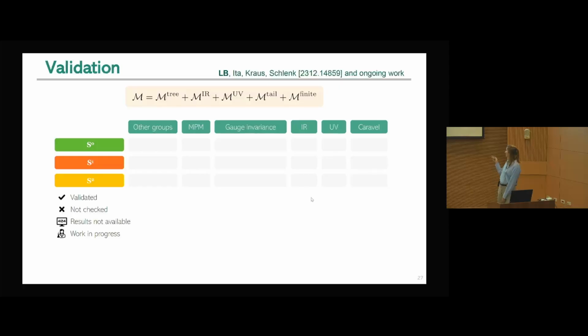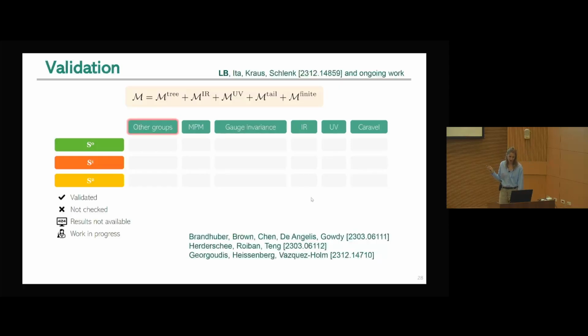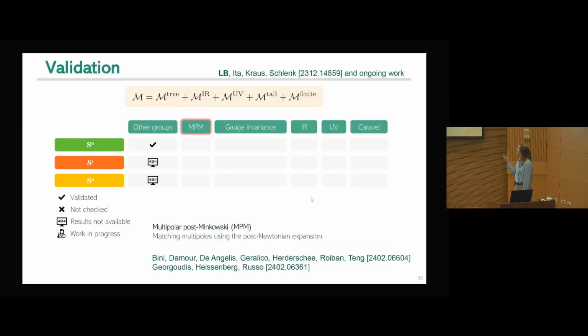We were very careful validating all these results. So first of all, we checked with other groups that also did the scalar piece and got agreement. Two papers furthermore checked the scalar piece using more classical approaches, so the MPM formalism, and also found agreement. This has not yet been done for linear in spin and quadratic in spin.